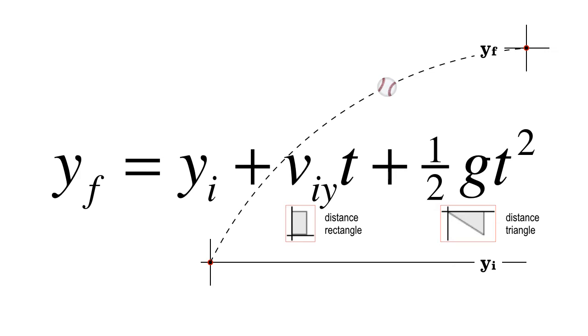Distance doesn't care about directions. It just cares how many you got. Kind of like a speedometer. It doesn't care what direction you go. It just cares how many miles per hour, whether you're going north, south, east, or west. And distance is the same way.